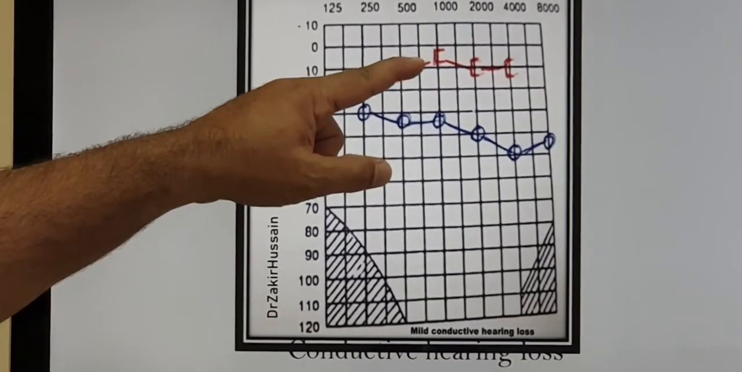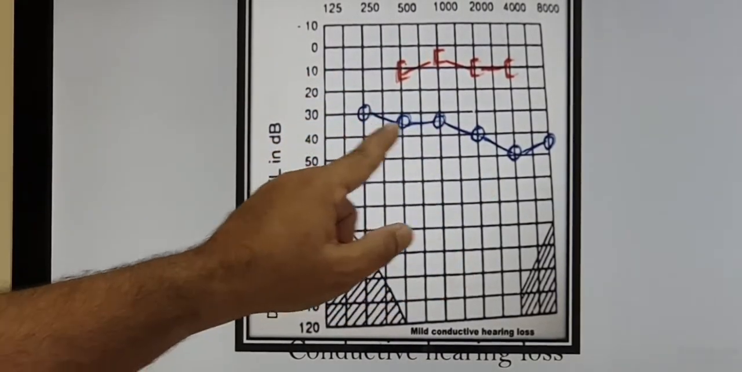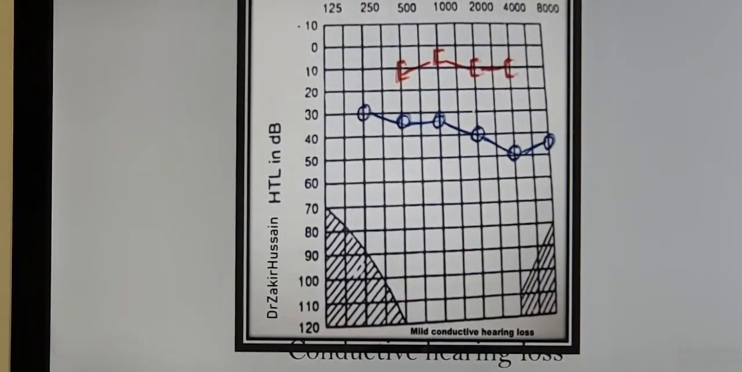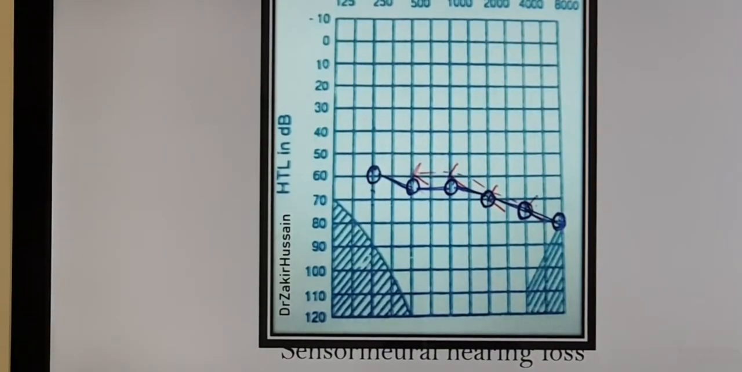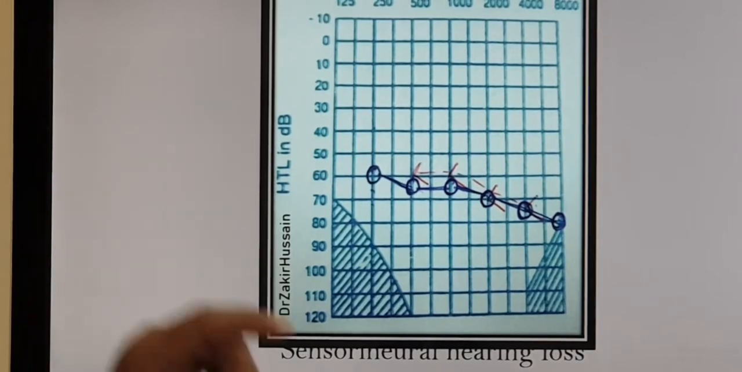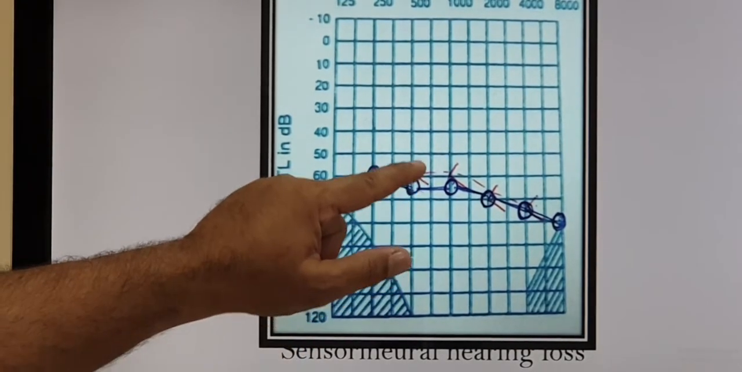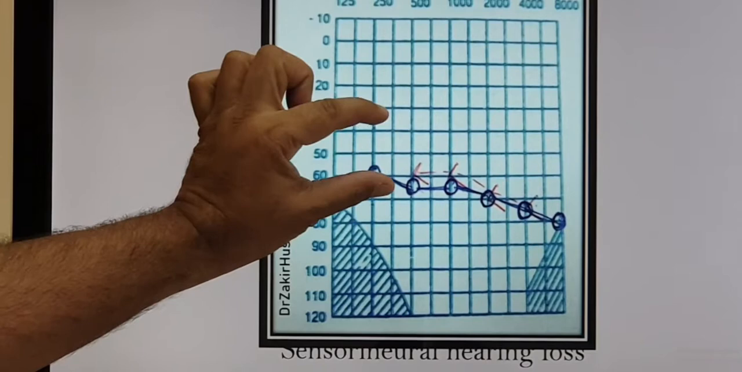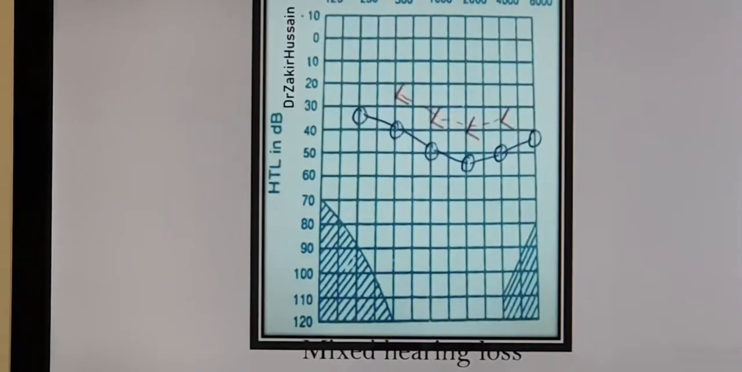Suppose this line also comes down and it overlaps, it falls on top of the other line, as you see in this picture. It is reported as sensorineural hearing loss, meaning in the inner ear, there is a nerve problem. The fourth one is, suppose both the lines come down below 20, but there is a gap between these two lines, as you see in this picture. That means it is mixed hearing loss, meaning there is a problem in the middle ear as well as the inner ear.